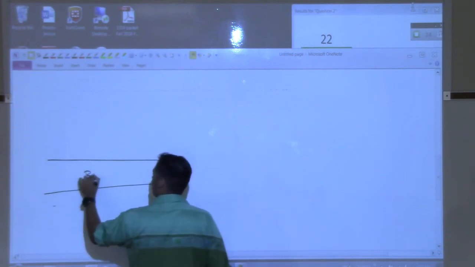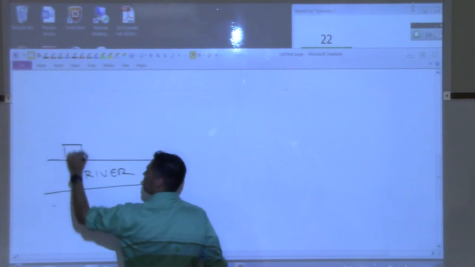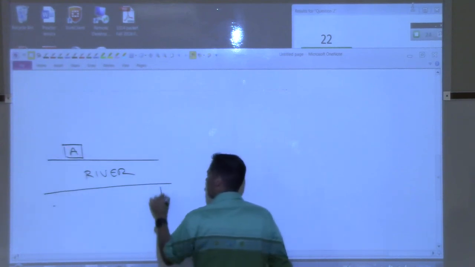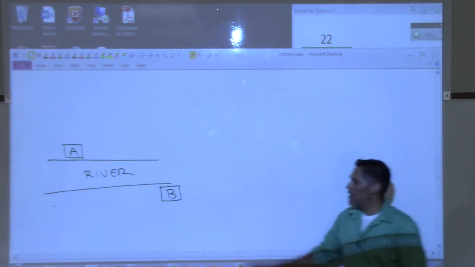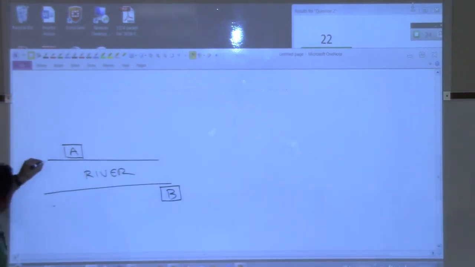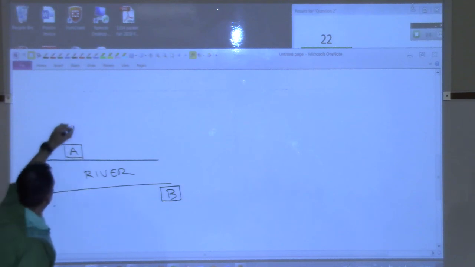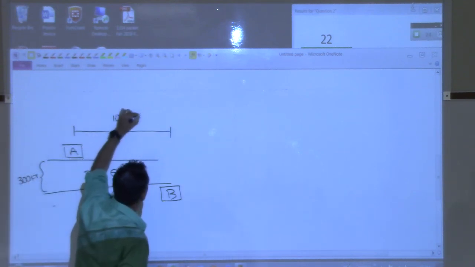Let's say this is a river. Let's say that we have a building on this side, building A, and a building on this side, building B. Now let's say that we need to connect building A and building B together. Oh, I need to tell you how wide it is. Let's say this is a 300-foot river, and let's say that the distance downstream is 1,000 feet. I'm just throwing numbers up here.